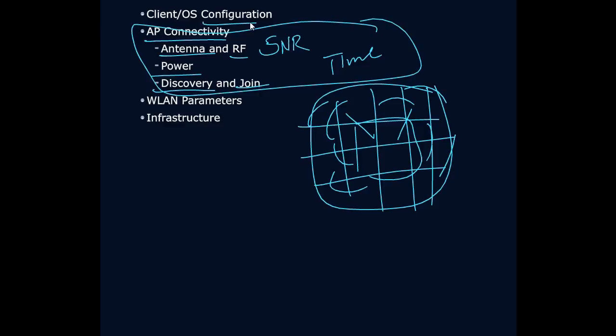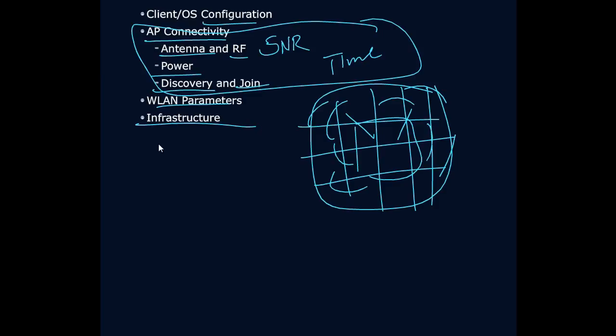The OS configuration and the wireless LAN parameters, they can be an issue too. If your wireless LAN is mapped to the wrong VLAN, the data is not going to go to the right place. So make sure that configuration is correct. And last but not least, make sure your infrastructure is up to snuff. Your wired backbone, how does that look? How does that compare? How does that perform? Does it perform well enough to supply everybody with the wireless access that you've tried to provision?